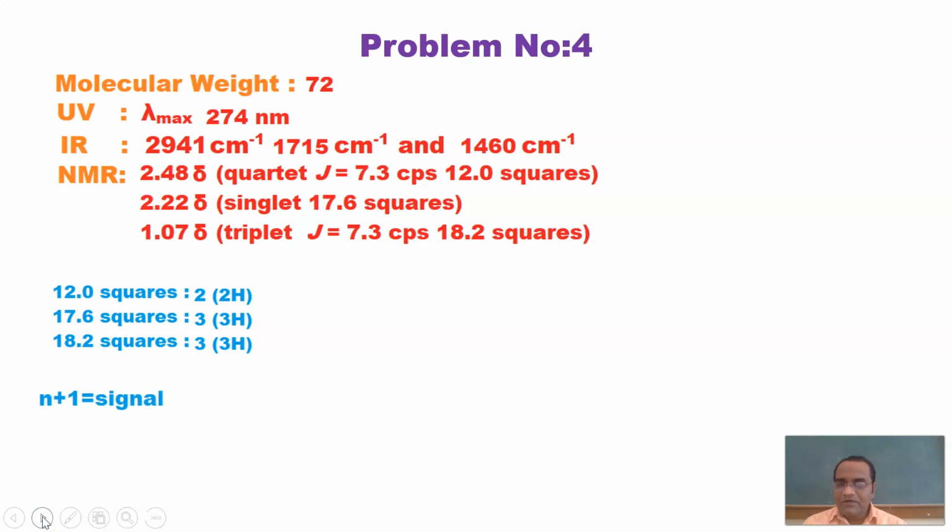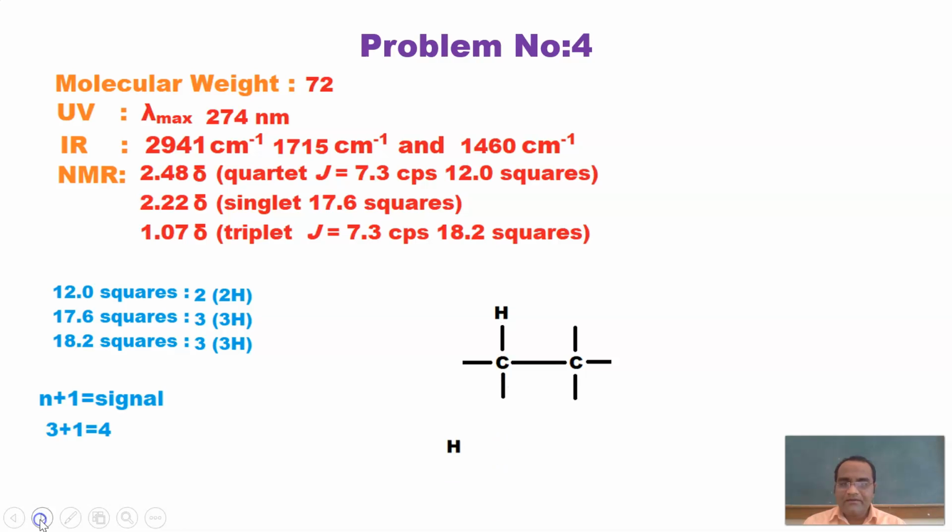So now we'll calculate by the n+1 rule. I have written the 2 carbons adjacent to each other so that we can solve the quartet and triplet easily. Whenever you come across a quartet and triplet having the same J values, it means that they are adjacent to each other. So 3 plus 1 gives a quartet.